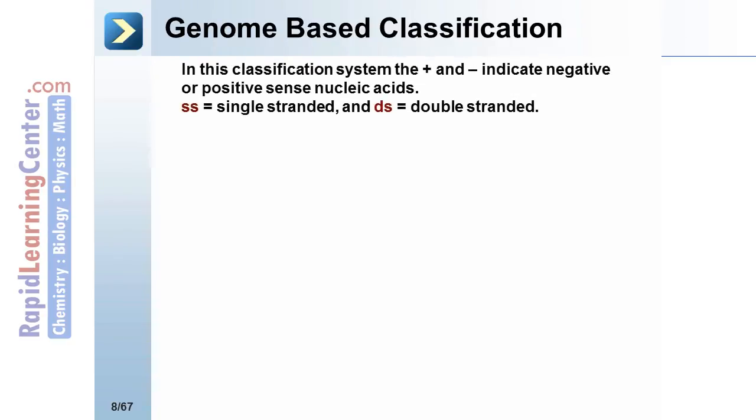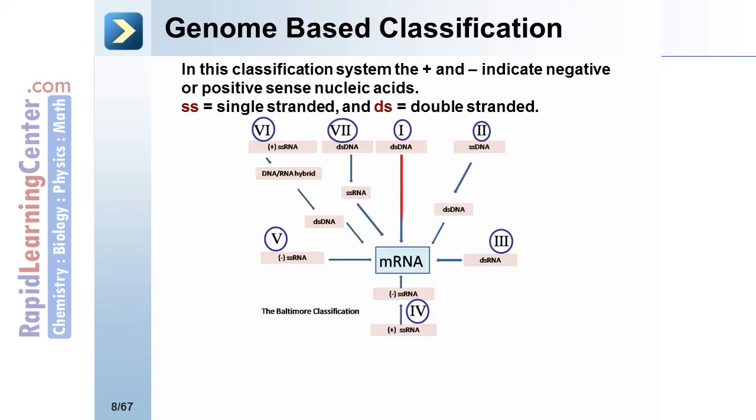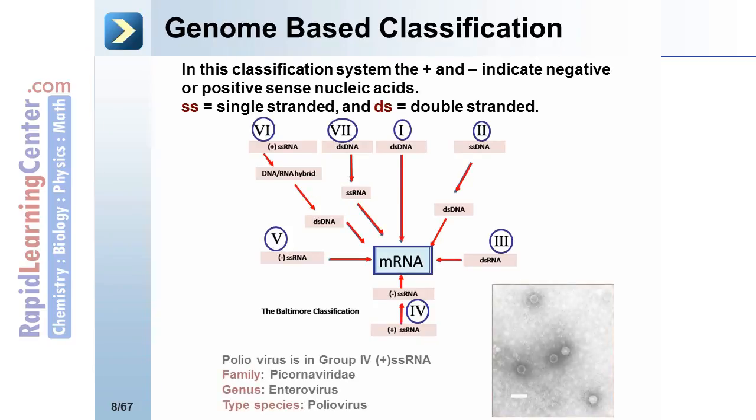Genome-based classification. In this classification system, the positive and negative signs indicate positive or negative sense nucleic acid. SS equals single-stranded and DS double-stranded. Poliovirus is a group 4 plus single-stranded RNA virus. It belongs to the family Picornaviridae, genus Enterovirus, type species poliovirus. Notice how these different groups, that is 1 through 7, all go toward the mRNA.